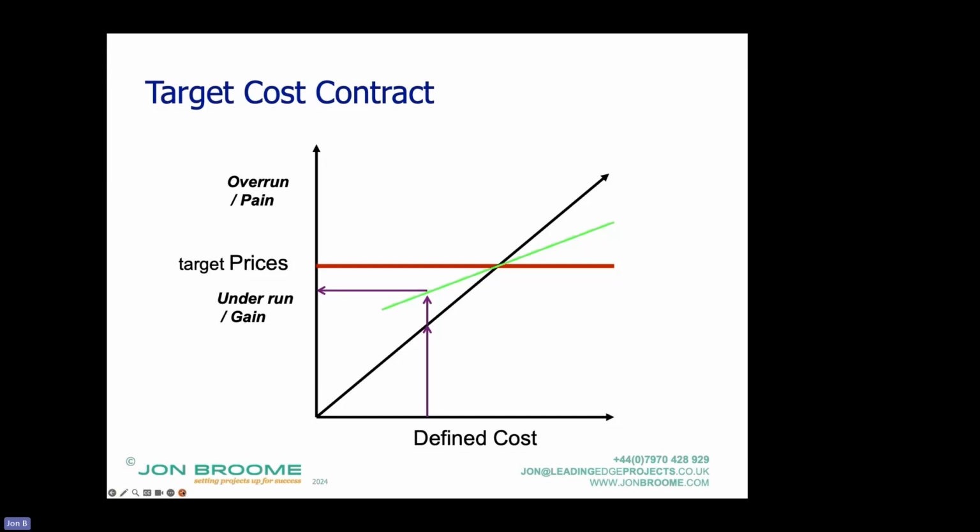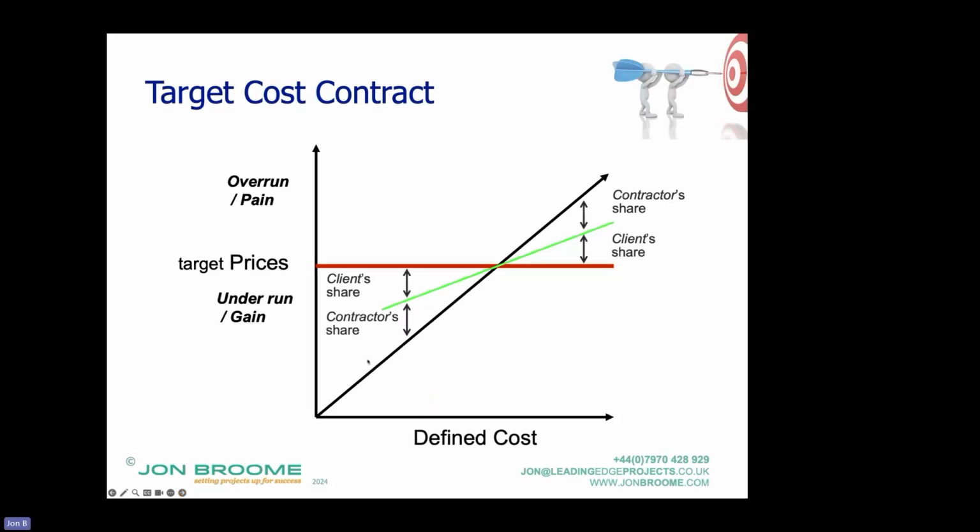So if we move on a slide, what does that mean? It means that for this 50-50 savings, compared with a cost reimbursable contract, the contractor makes this much extra profit which they wouldn't have done. Compared with a price-based contract, the client gets this share of the savings, which under a price-based contract, they wouldn't see any of. Yeah. So that's the upside.